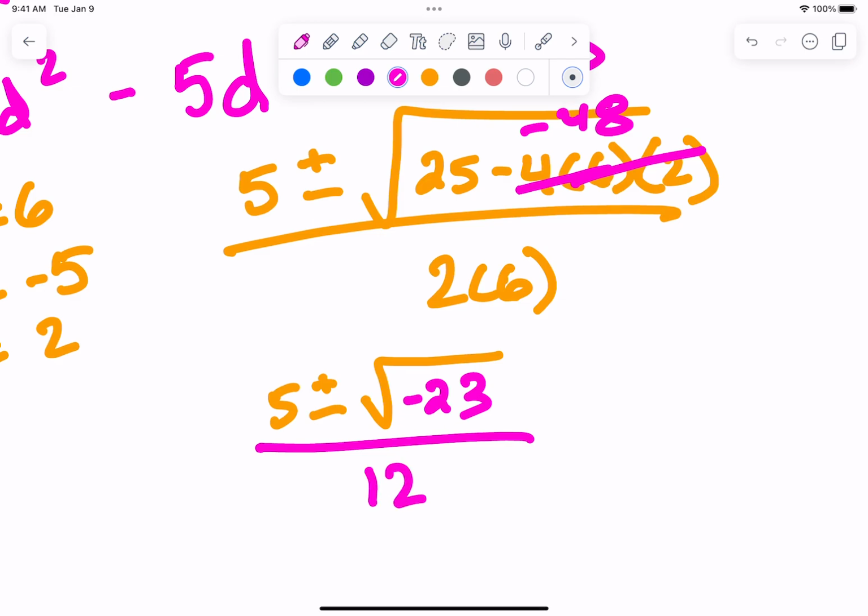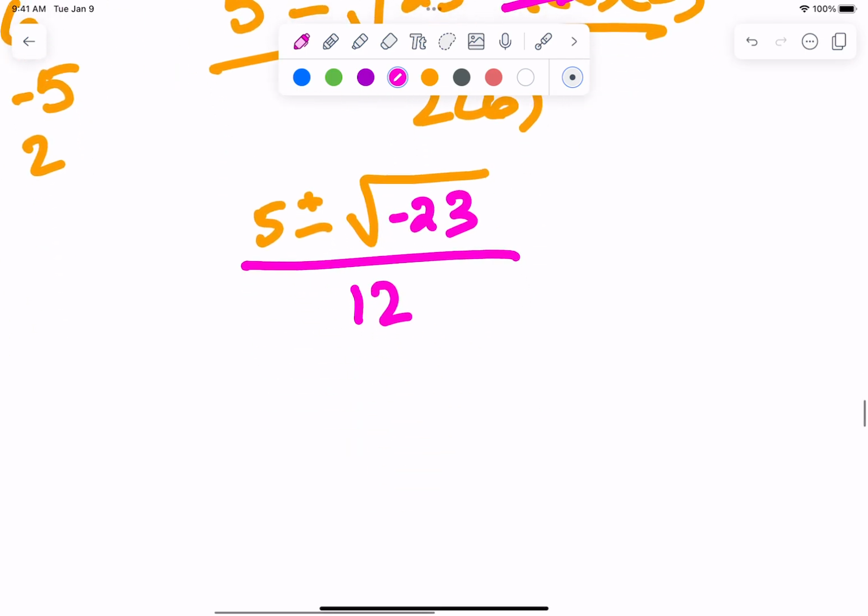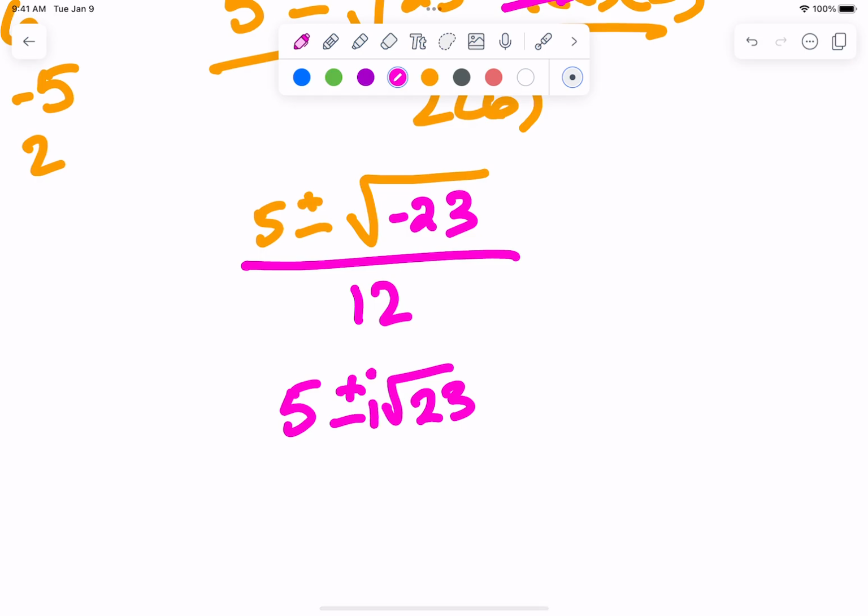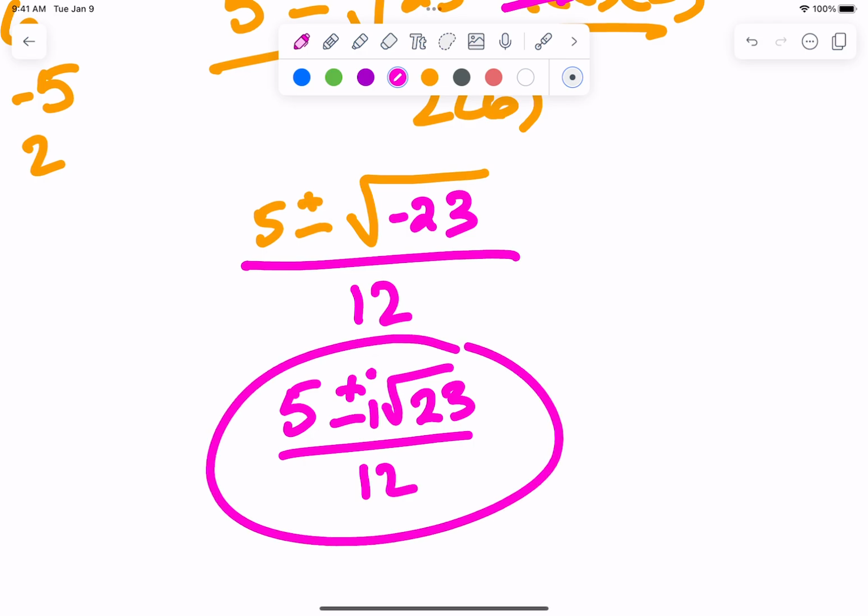23 is prime. So literally the only thing I can do to this is take out an i. Do you want to put the i in the front or in the back? I put the i in the front. You put the i in the front? Okay, so 5 plus or minus i square root of 23, all over 12. And there is that. Okay. That's what you got? That's for 70, right? That's for 70. You betcha. Okay? Anything else?